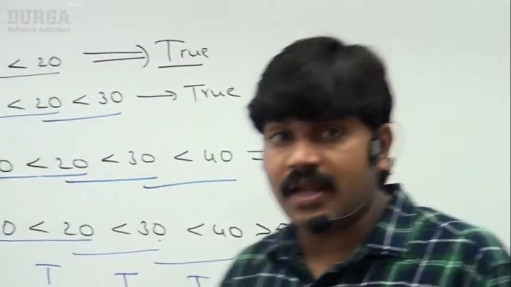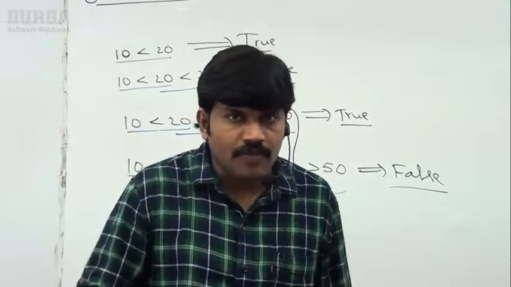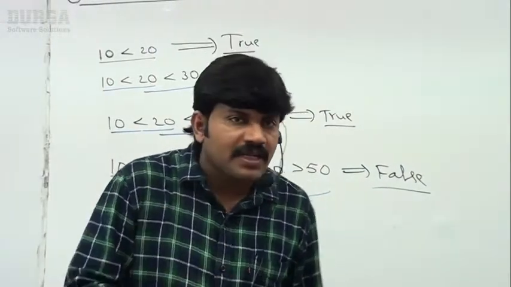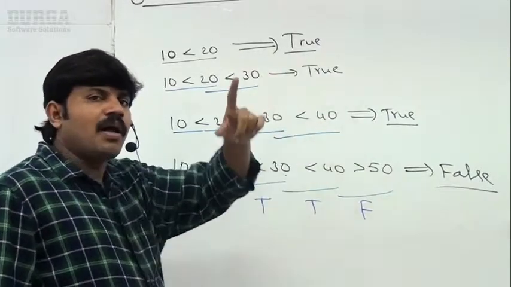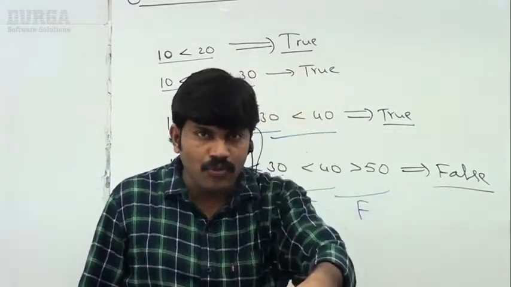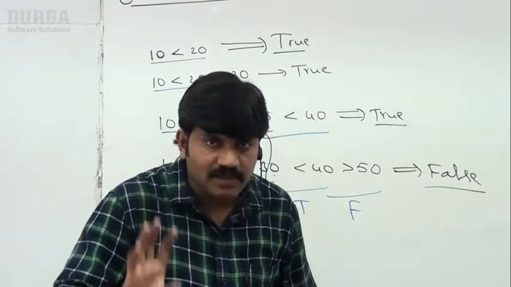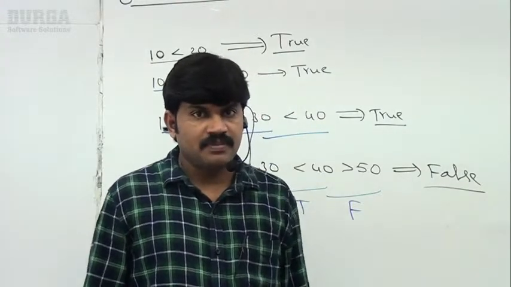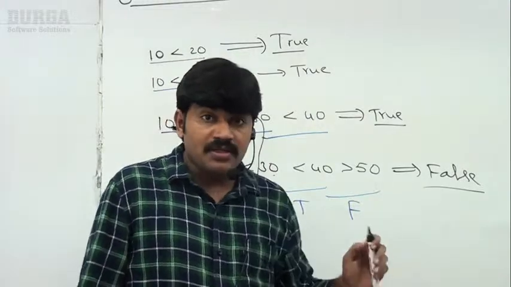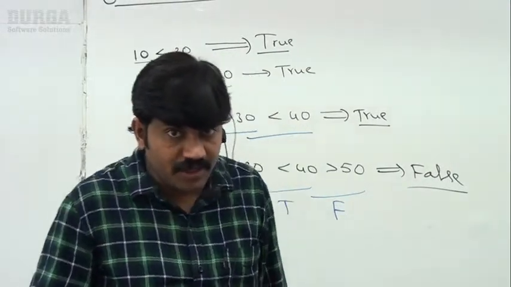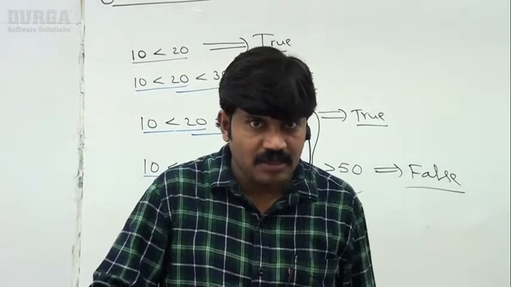So chaining of relational operators is possible. If multiple relational operators are there, how is the behavior? If all comparisons return true, then the result is true. If at least one comparison fails, then the result is always false. That's all. This is the last point related to relational operators. Up to this, any doubt? So we covered arithmetic operators and then relational operators.